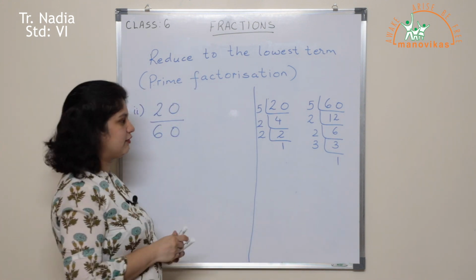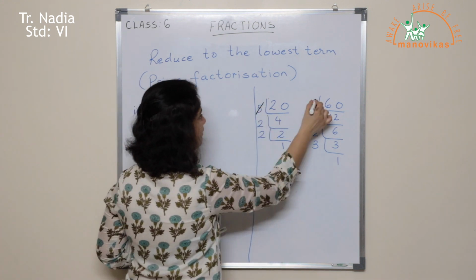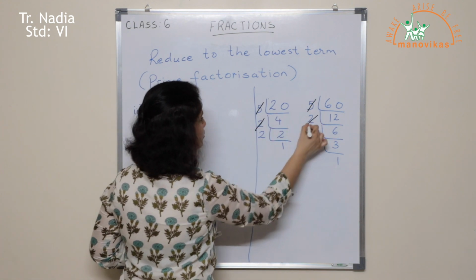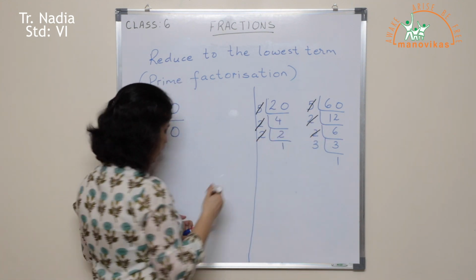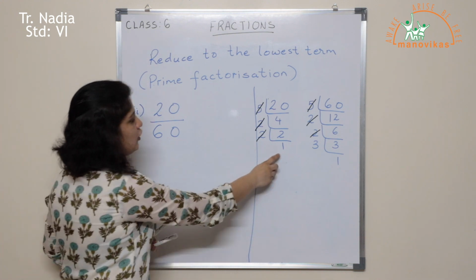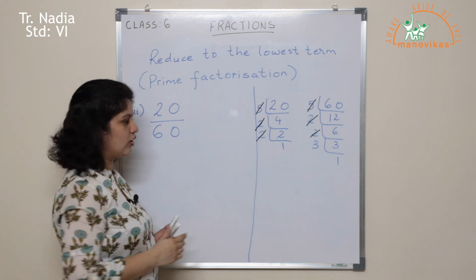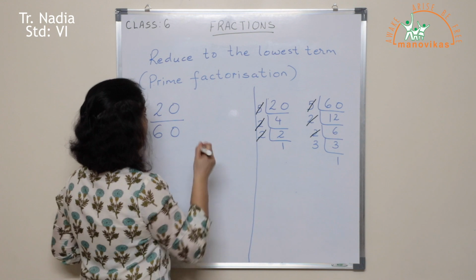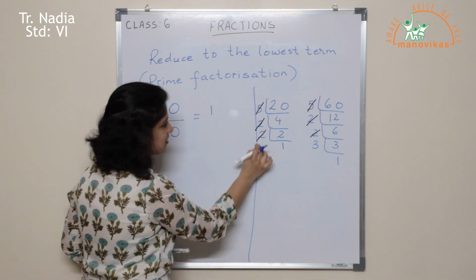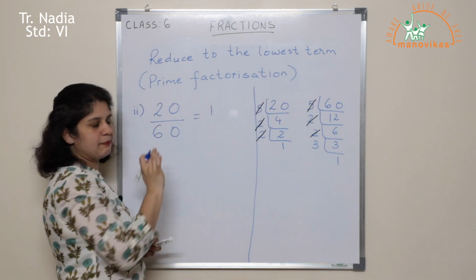Now let us strike off the pairs. 5 and 5 will be out. 2 and 2 will be out. 2 and 2 will be out. Now, in the numerator part, everything has got struck off. So the number that I am going to put now will be 1. When everything is struck off, 1 will come in its place.